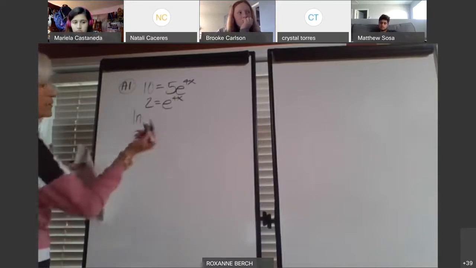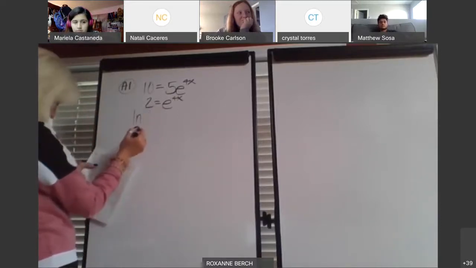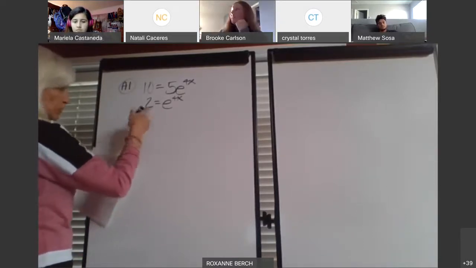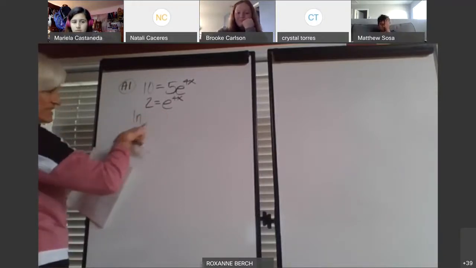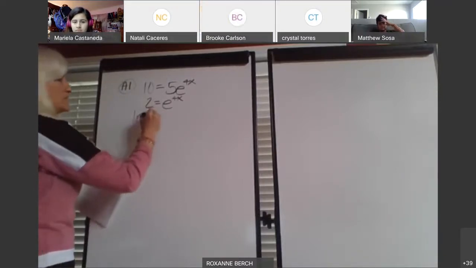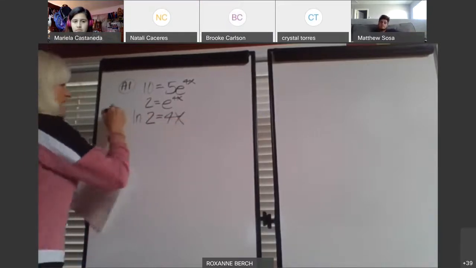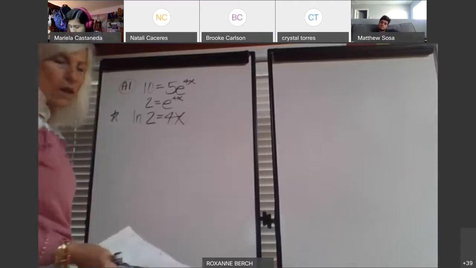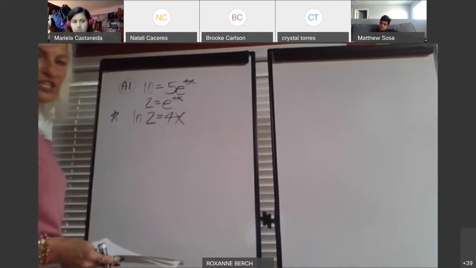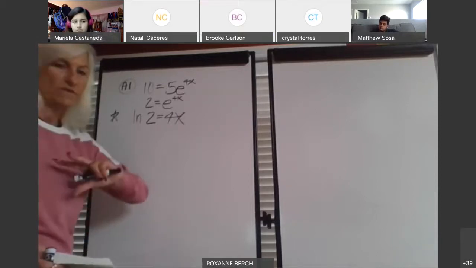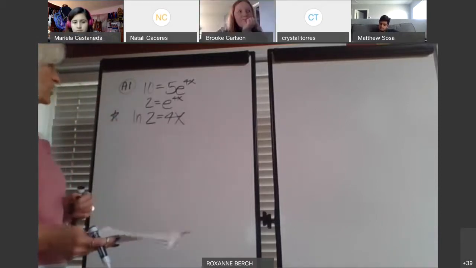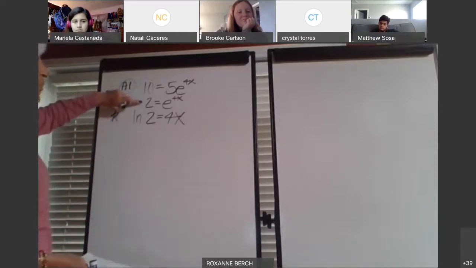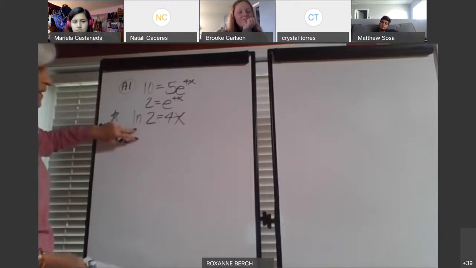So log base e, the base of the exponent, of 2 equals 4x. Now, a lot of people get confused about this because it's like, where did this thing come from? It came from that definition that I gave you at the very beginning, the definition of a logarithm, writing it in exponential form. So what I did is I took exponential form and I wrote it as a logarithm.